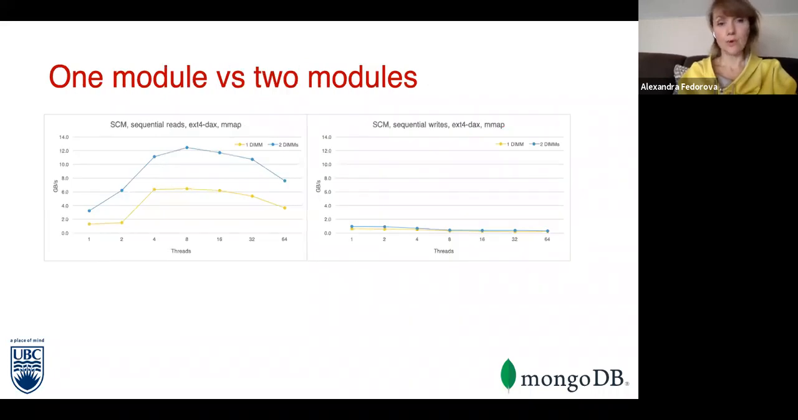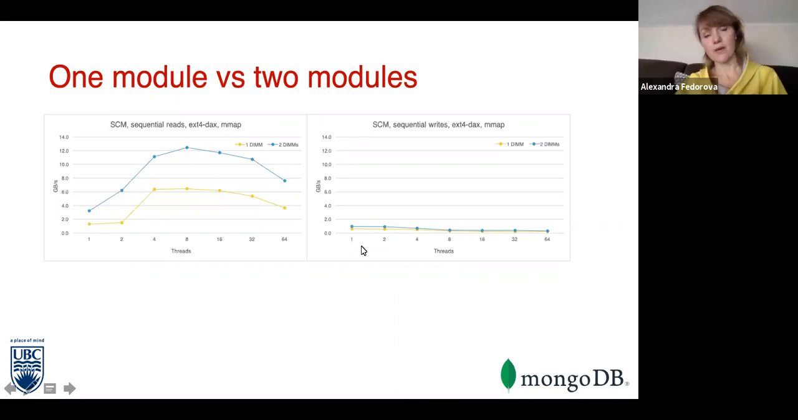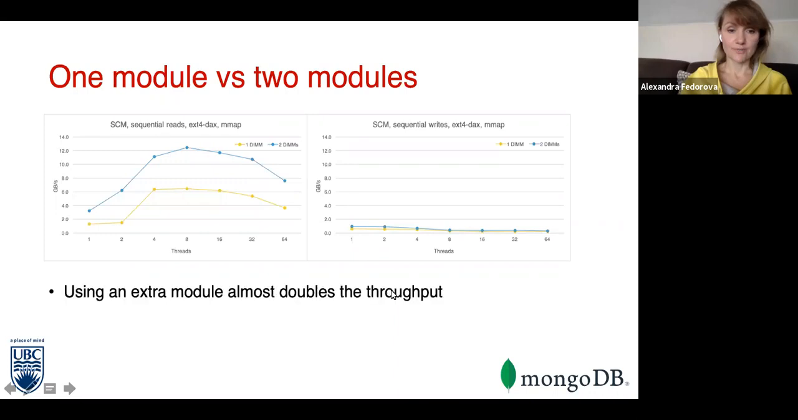If I use 2 modules instead of 1 and compare the performance of the ext4 DAX access method using 1 versus 2 memory modules, we see that the maximum throughput that we're able to achieve is about twice as high with 2 modules than with 1, both for reads and writes, although because the write throughput is so much lower, it is difficult to see on this chart.